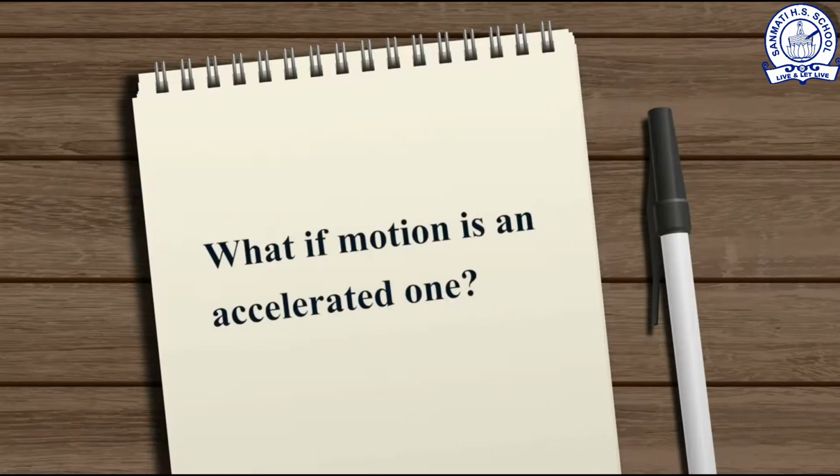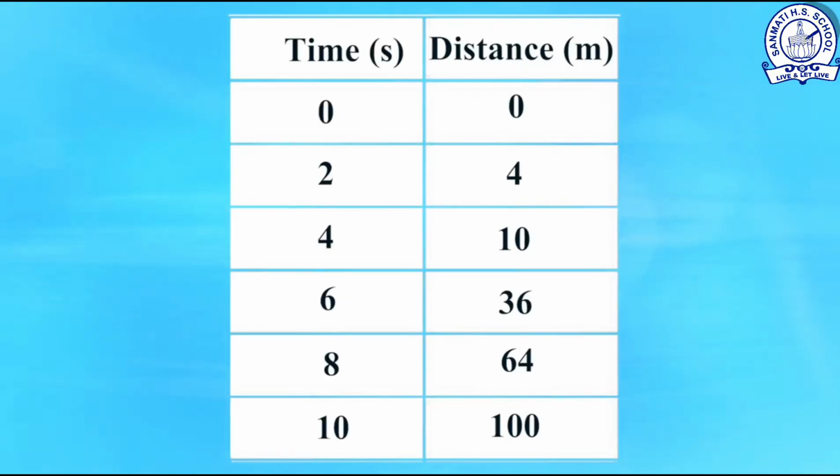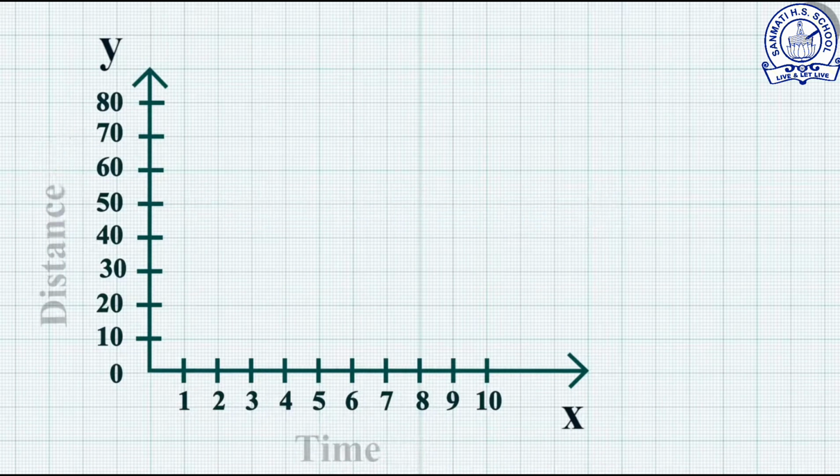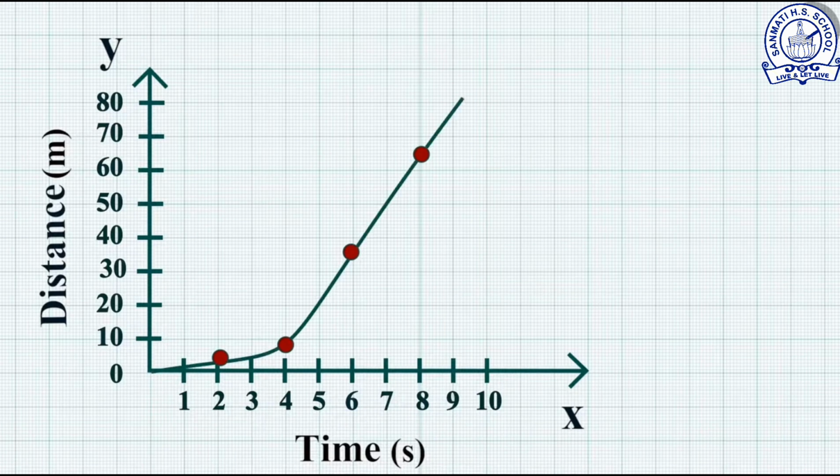What if motion is an accelerated one? We can plot a distance-time graph for accelerated motion as well. Given here is a table which shows the distance covered by the car in the respective time interval. Can you plot the graph using the data in the given table? Once you plot the points, your graph will look like this. The nature of this graph shows non-linear variation of the distance travelled by the car with time. Thus, the graph shows the motion of an object with non-uniform speed.